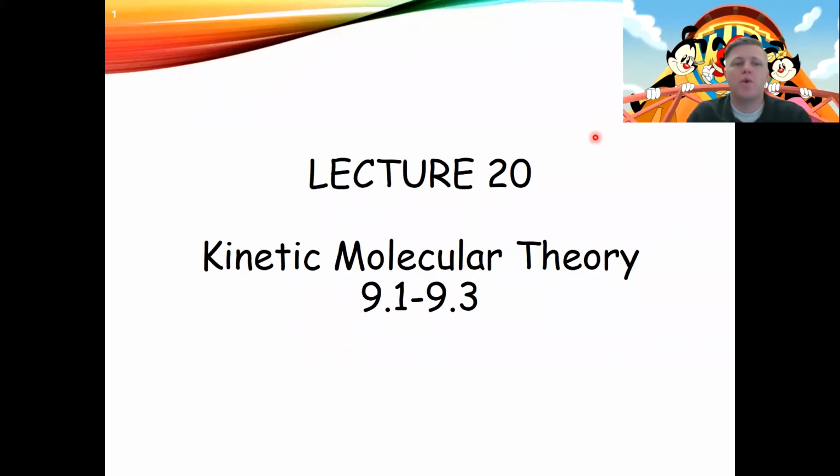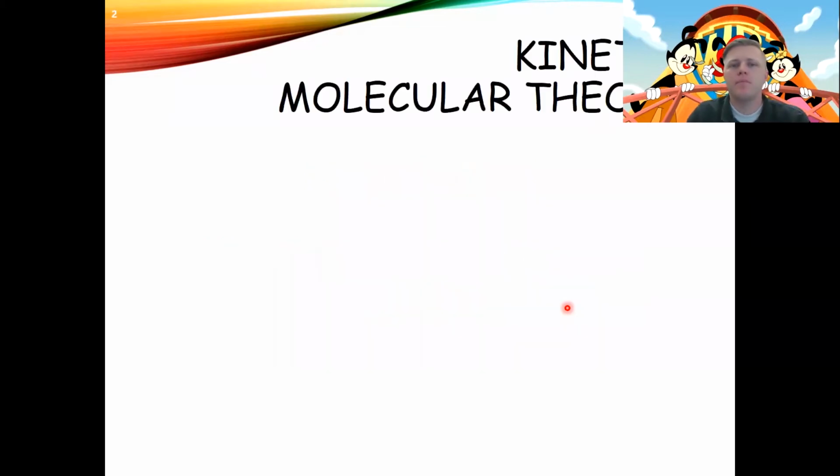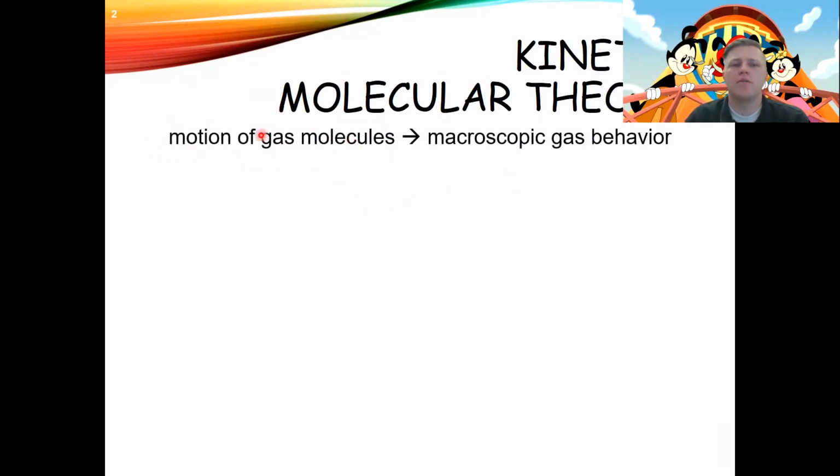This is lecture 20, Kinetic Molecular Theory. In this lecture, we'll start to talk about gases and the motions of molecules. This will lead us into more complex discussion of molecules moving and interacting with one another. But the goal of kinetic molecular theory is just to take the motion of gas molecules and convert that into macroscopic gas behaviors. So we're taking something small, using it to get something big.